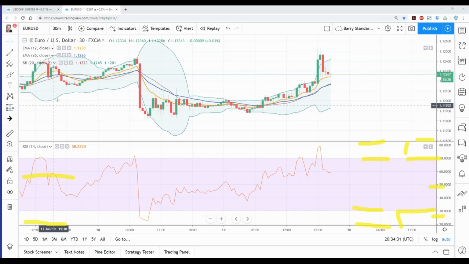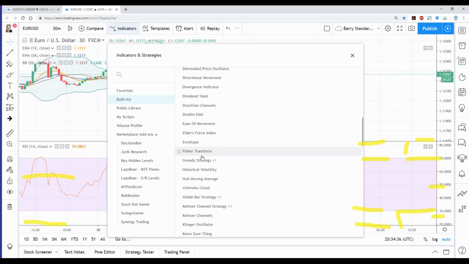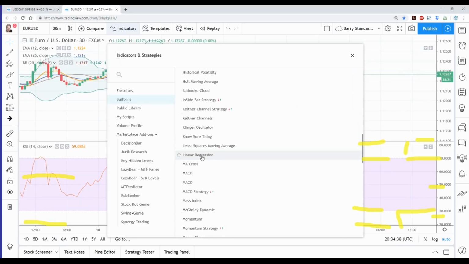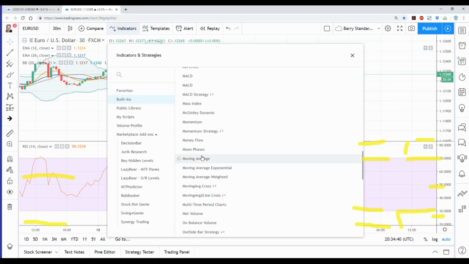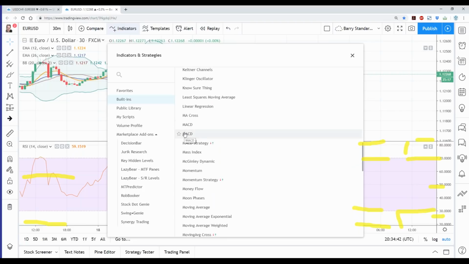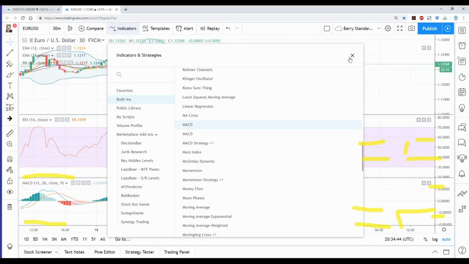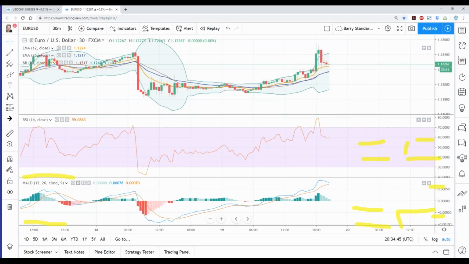So I took MACD off the chart. Let's put it back on the chart. Because MACD is an oscillator also, but it's not a bounded oscillator. You see how MACD down below? MACD is based on a center line at 0.